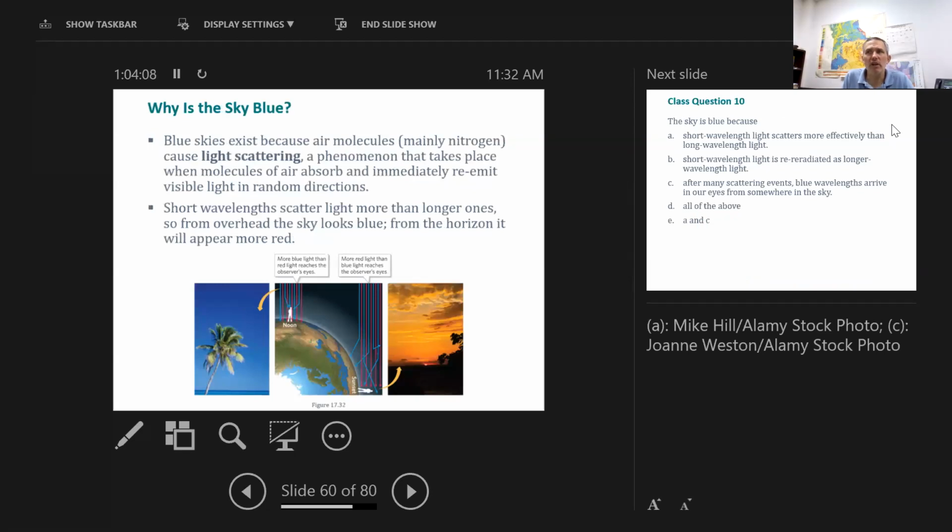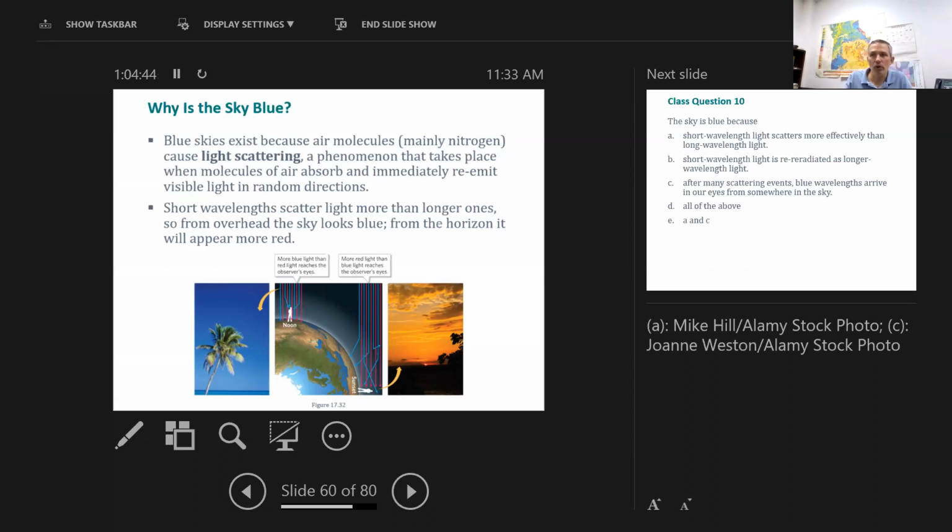So when we start looking at electromagnetic waves and their relationship to the sky, shorter wavelengths are more easily scattered than longer wavelengths. And so when we're looking through the sky at noon, what we're seeing is a lot of the scattered sunlight, and those are going to be the shorter wavelengths. And so this is why the sky is blue.